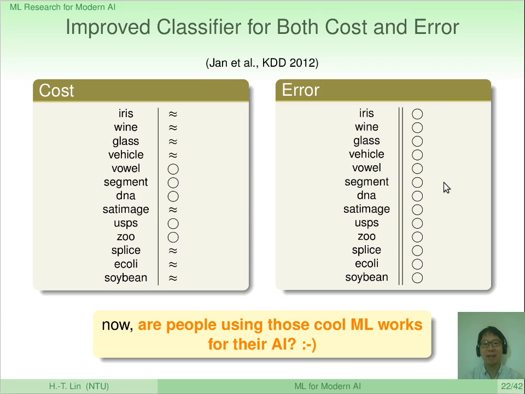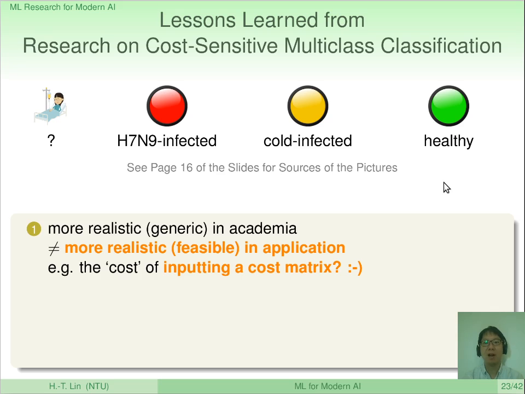And there are many issues that can stop it from going. What are the lessons learned? Well, as an academic person, we tend to think that what's more realistic is to be more generic. If I can have a model that solves all kinds of problems, then that's more realistic. But in application, maybe not. In application, people care about feasibility.